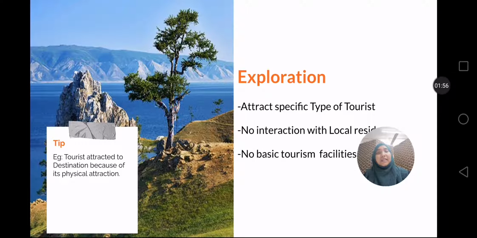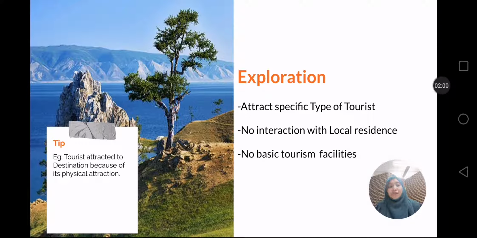What happened here is that it attracts specific type of tourists. The tourists are attracted to this place because of its physical outlook. And then at this stage, there are no interaction between tourists and local residents, and also no basic tourism facilities.